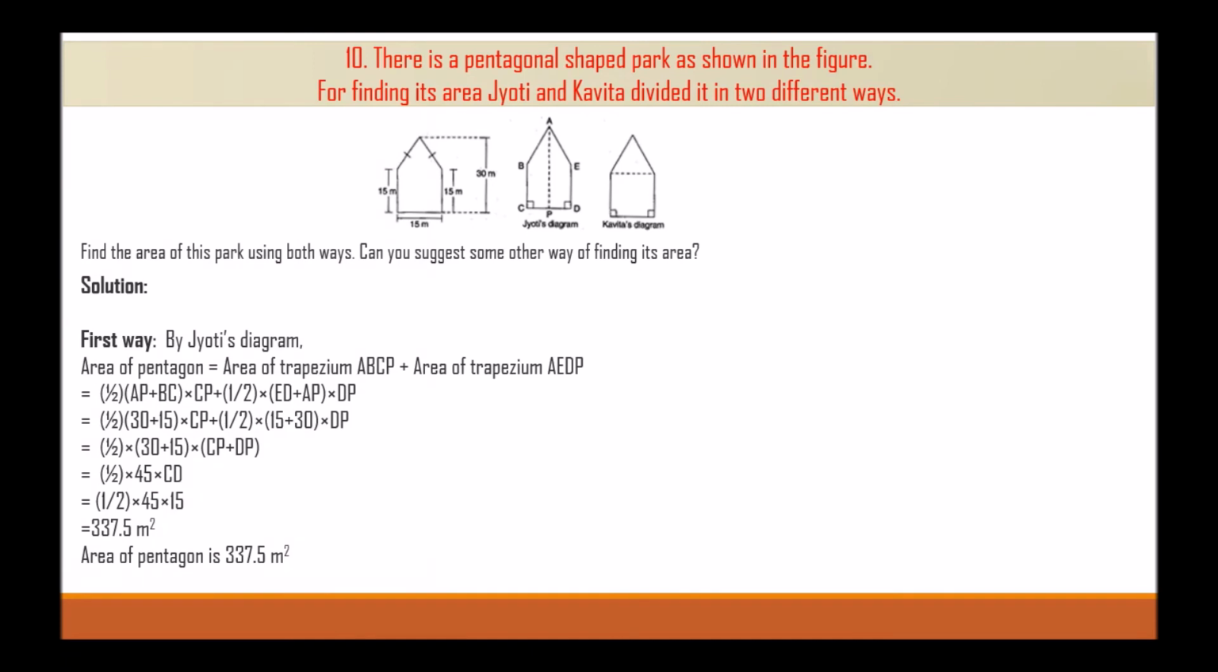So half into 30 plus 15 into CP plus DP. So half into 45 into CD. So half into 15 into 45. So we will get 337.5 meters square. So area of pentagon is 337.5 meters square.